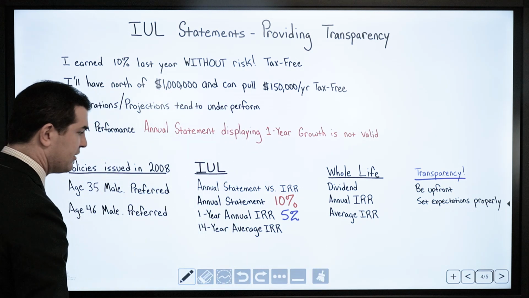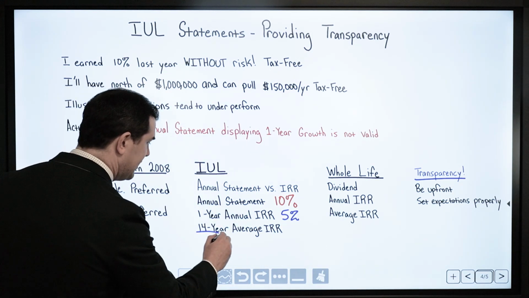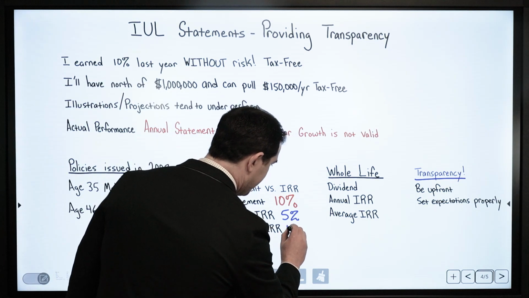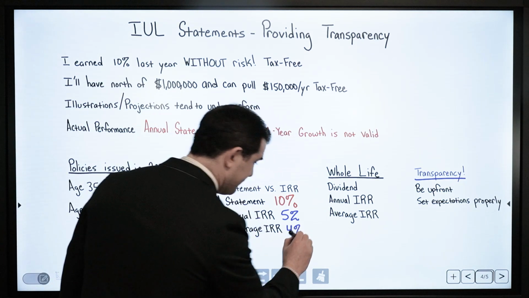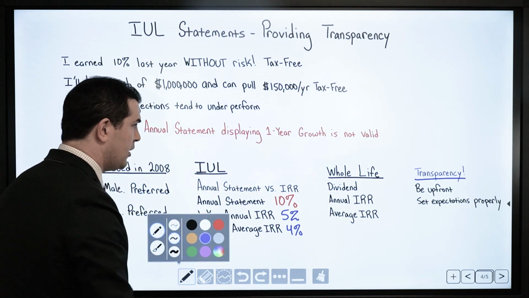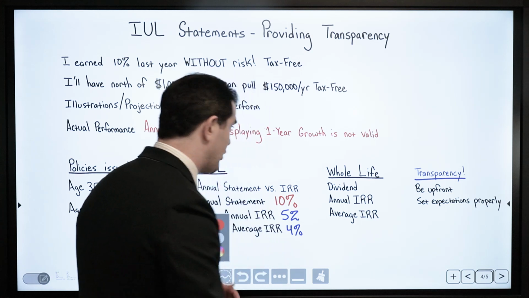That's the net growth. And then the average, well, I've got a 14-year average. You're going to see this in the case study. That might be 4%. Might be a lot less. We'll see what this case study is. Could be higher too. Same thing with whole life. So I want to be transparent here.